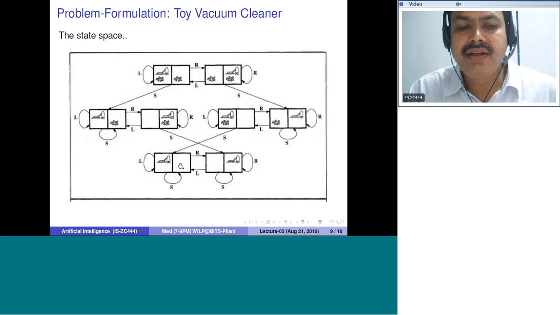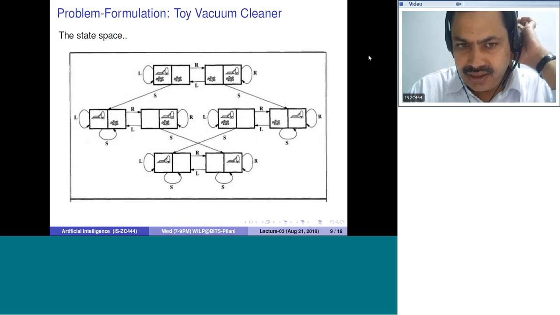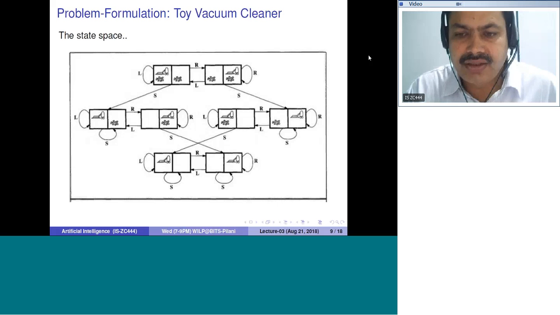If you say that any of them is a final state, then let's assume that you are in this state. How to come into this state? You take the left and then you do suck, and then you are in this state. Then take right. You can find out that now the things are easy when you develop the state space, and then searching becomes possible.